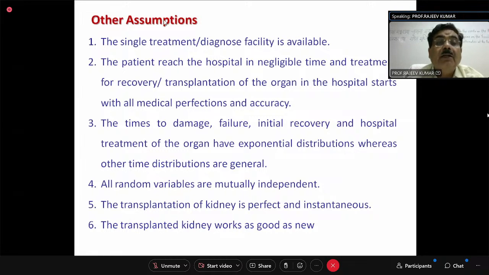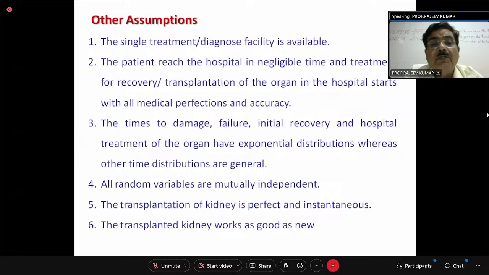The single treatment diagnosis facility is available. Generally this happens, there are not multiple facilities in hospitals. In a bigger hospital, of course, there are multiple machines. The patient reaches the hospital in negligible time, and treatments for recovery and transplantation of the organ in the hospital start with all medical perfection and accuracy. We assume that all other things are taken care of.